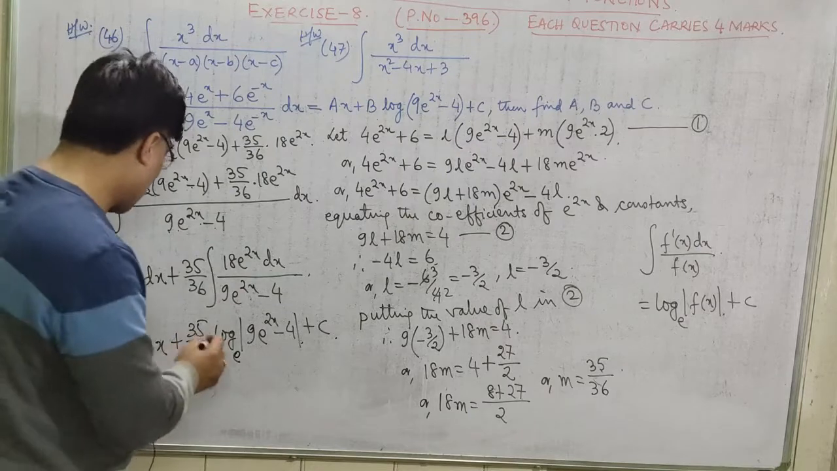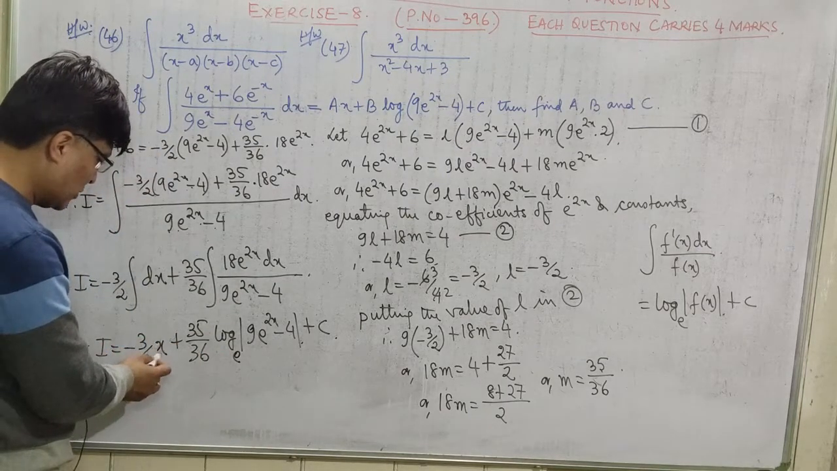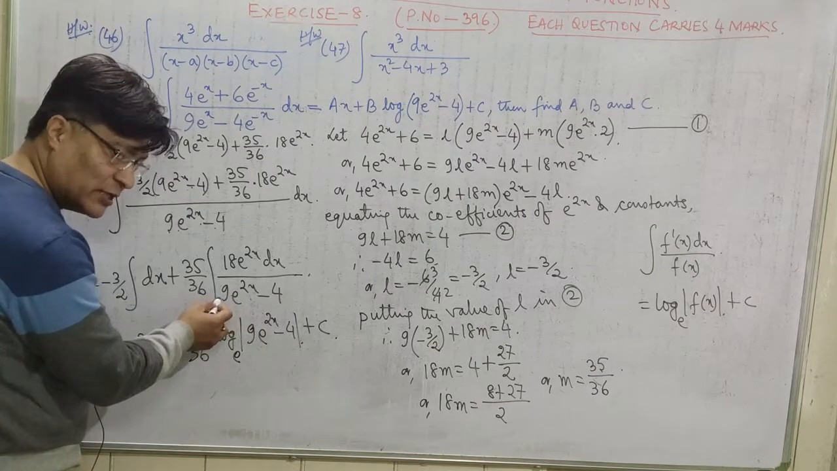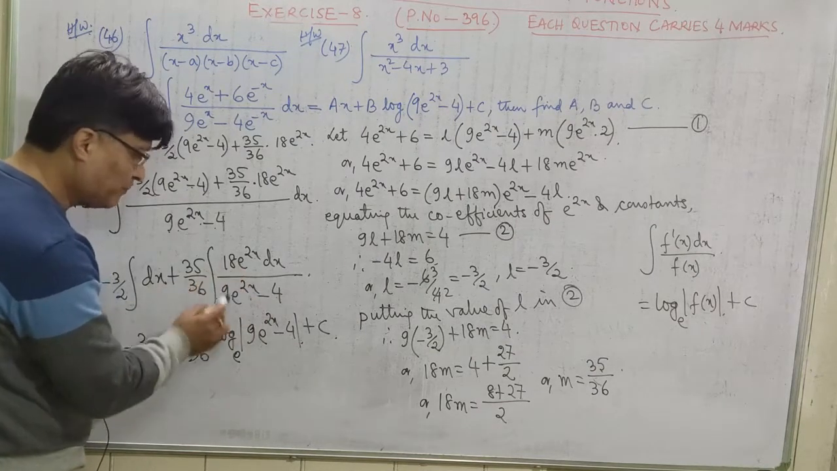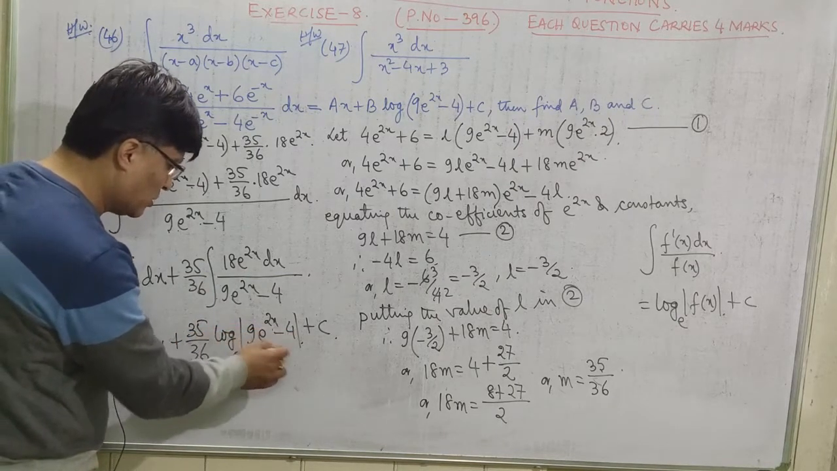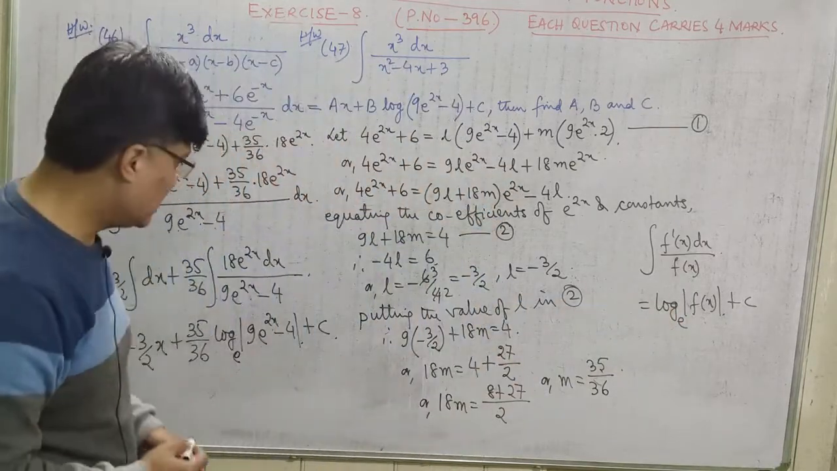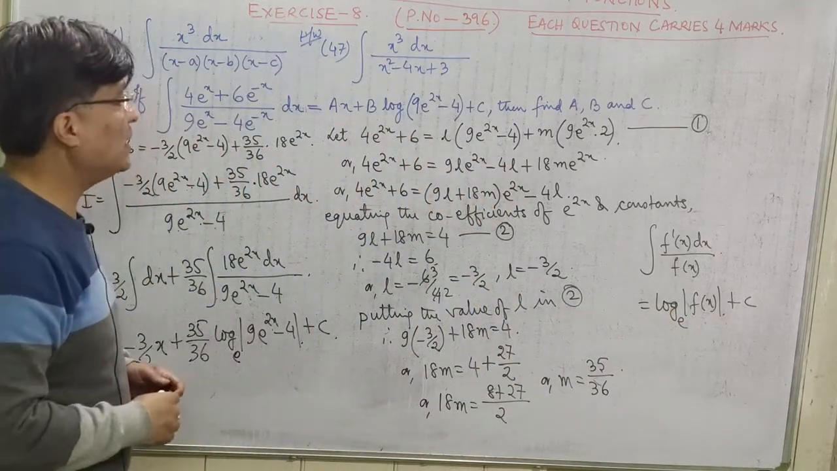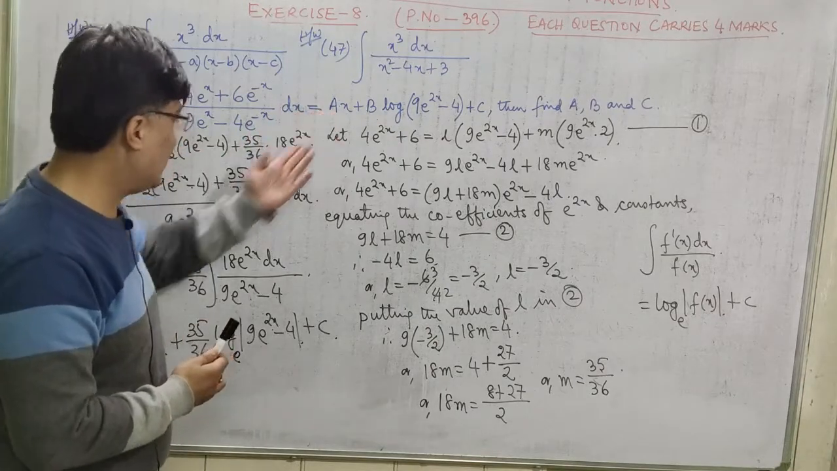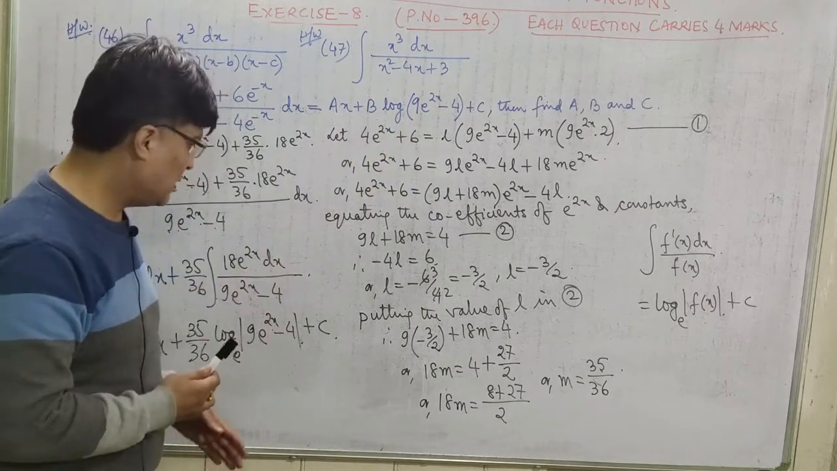Okay, so we have got the result. So what is the final value for I? It is minus 3 by 2 into x plus 35 by 36. The differentiation of the denominator is the numerator, that's why its formula is log within mod of the denominator 9 e to the power 2x minus 4, base e, plus c. We're using this formula, right? Now in this particular problem, we have to get the value for a, the value for b, and the value for c, right?